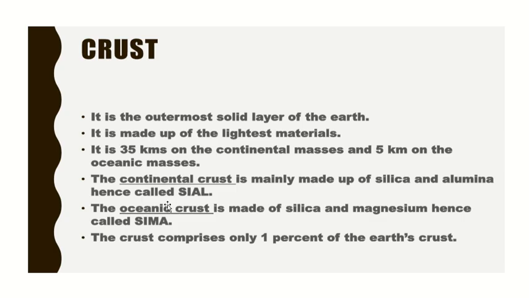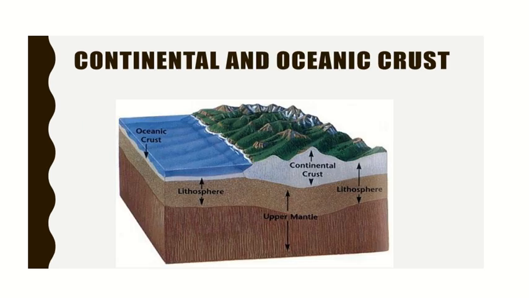The continental crust is made up of silica and aluminium. We generally call it Sial. In the oceanic crust, we can see silica and magnesium, which we call Sima. The crust comprises only about 1% of the earth, but it plays a very important role among the layers of the earth. This is the oceanic crust and the continental crust. The continental crust is 35 kilometers thick and the oceanic crust is 5 kilometers thick.